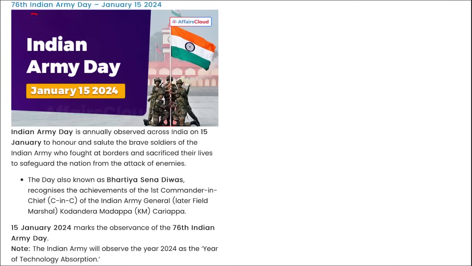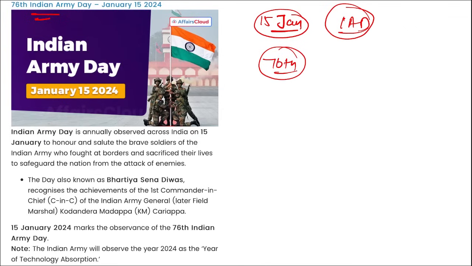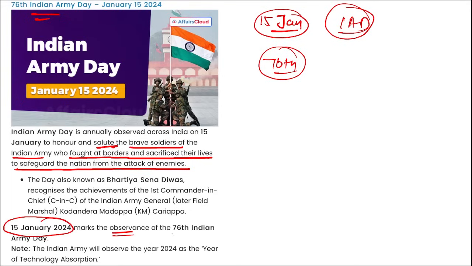Next is your Army Day. On 15th of January we observe Indian Army Day, right? This was the 76th edition of the Indian Army Day that was observed, and this is observed to salute the brave soldiers of Indian Army who fought at borders and sacrificed their lives to safeguard the nation from the attack of enemies. And 15th of January 2024 marks the observance of the 76th Indian Army Day. And remember, Indian Army will observe the year 2024 as the year of technology absorption.